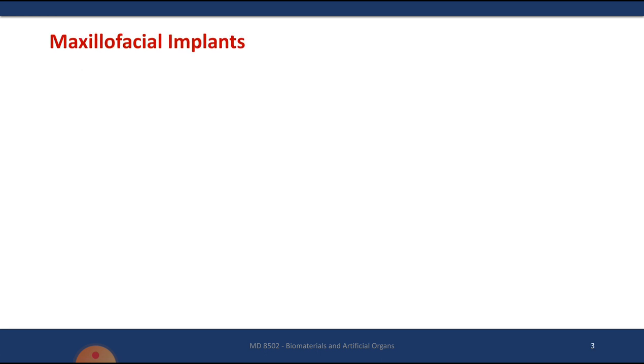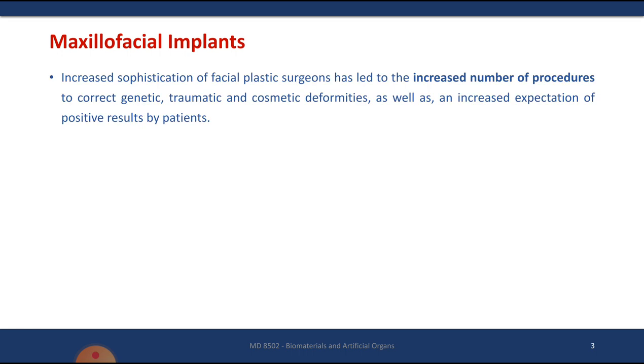So moving on to our main topic, which is maxillofacial implants. What is a maxillofacial implant? Mainly these are used during maxillofacial surgery. In the case of plastic surgeons, the number of these procedures has increased quite a bit, due to the increased number of procedures to correct genetic, traumatic and cosmetic deformities, so there is an increased expectation of positive results by patients. That's why plastic surgeons go for maxillofacial implants.